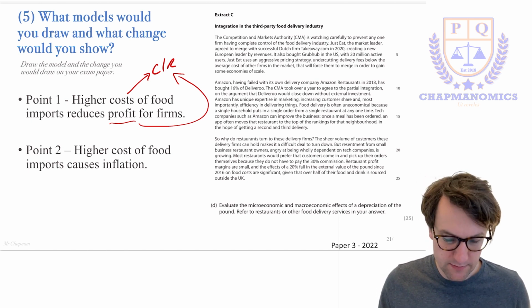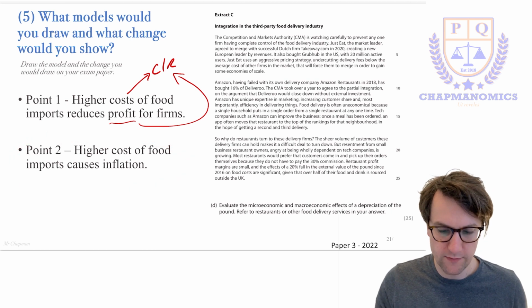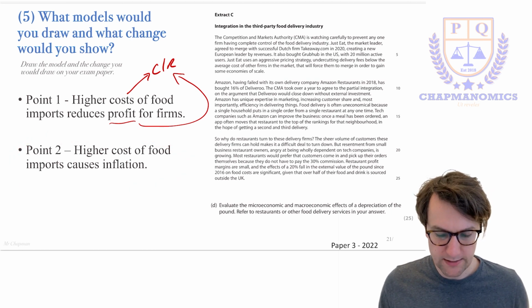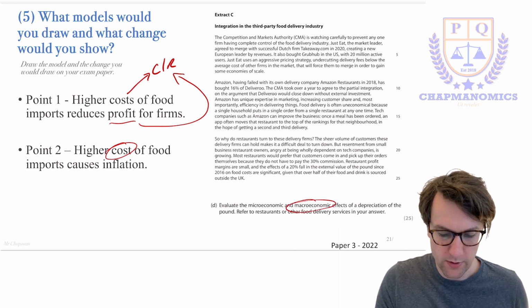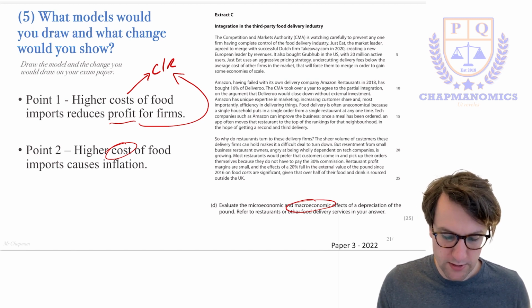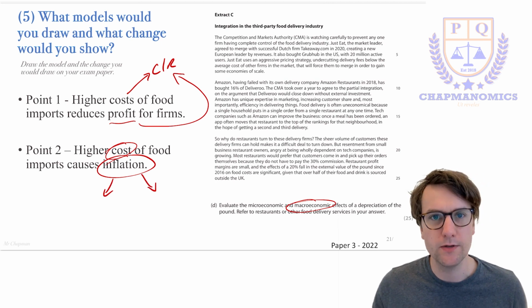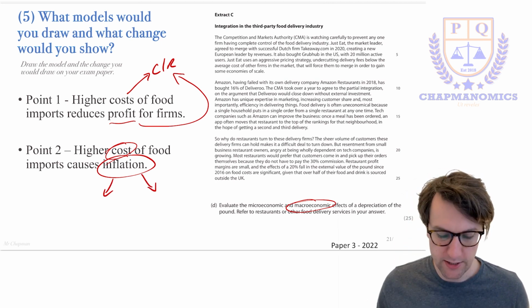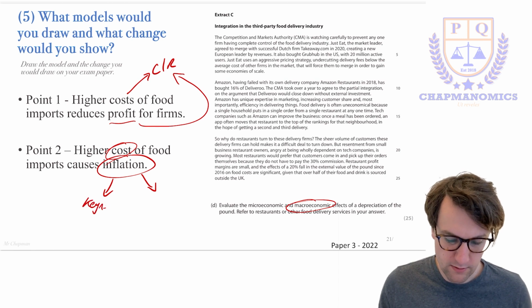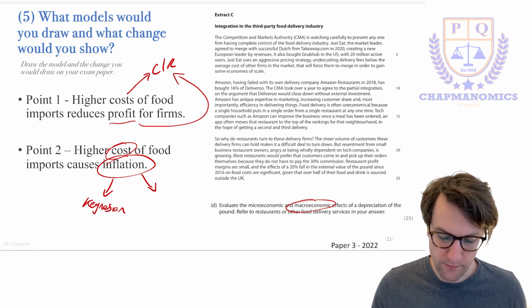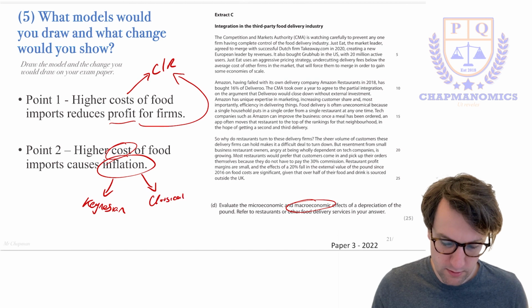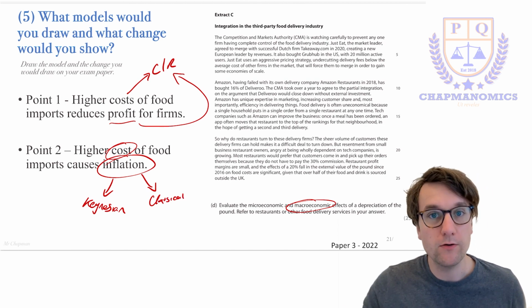Our second model here, we are looking at higher cost of food causing inflation. Well, higher cost again, but I know that I need a macro point, and this one here is a micro point. So therefore, I'm going to look at something else. So higher cost of food imports causes inflation. Well, I now have two choices because I have two models that are going to very clearly show inflation. I've either got a Keynesian model or I've got a classical model of the economy. And therefore I now get to choose between the two.